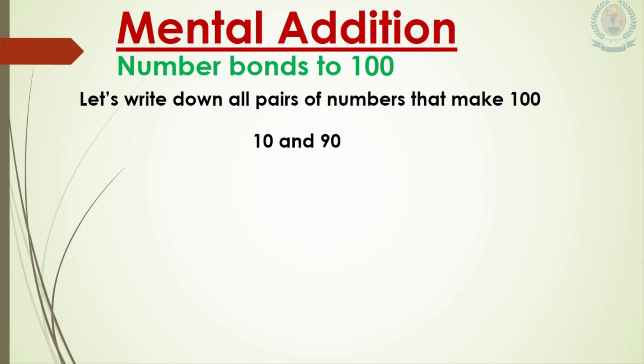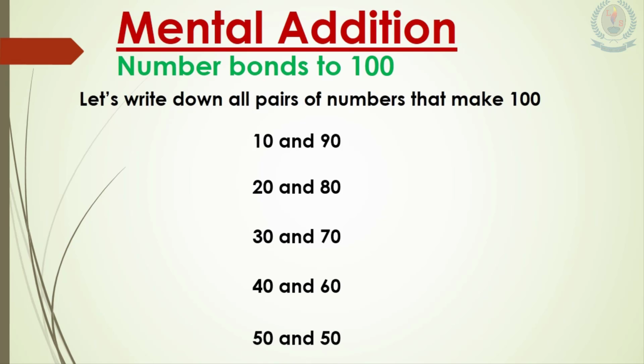10 and 90. These are the multiples of 10s that make 100. 20 and 80. 30 and 70. 40 and 60. 50 and 50. And to the other side we can take 60 and 40, 70 and 30, 80 and 20, 90 and 10. These are the pairs of numbers that make 100.